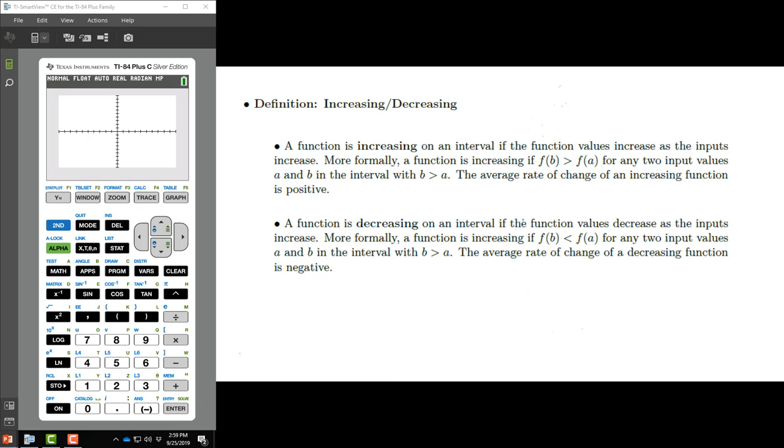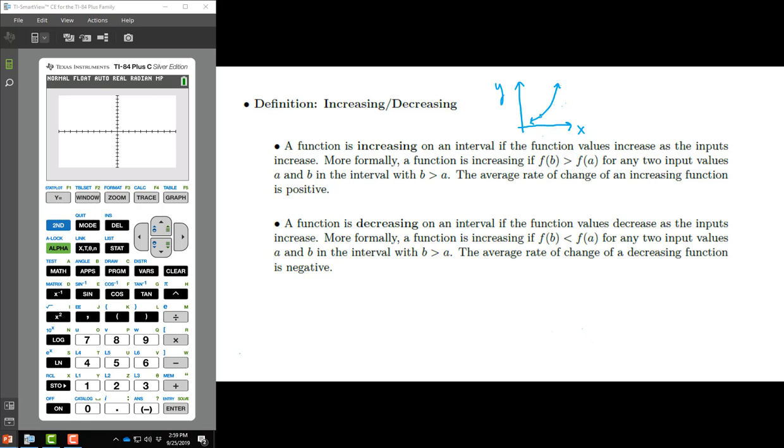So the formal definition says that f of b is greater than f of a for any two input values where b is greater than a. If that's true for all the values on an interval, then it's increasing on the interval. But I think what's most effective here is if we just draw a quick picture of what's going on. So there's an x-axis and a y-axis, right? And we intuitively know what it means to be increasing, so something like that, on the interval there.